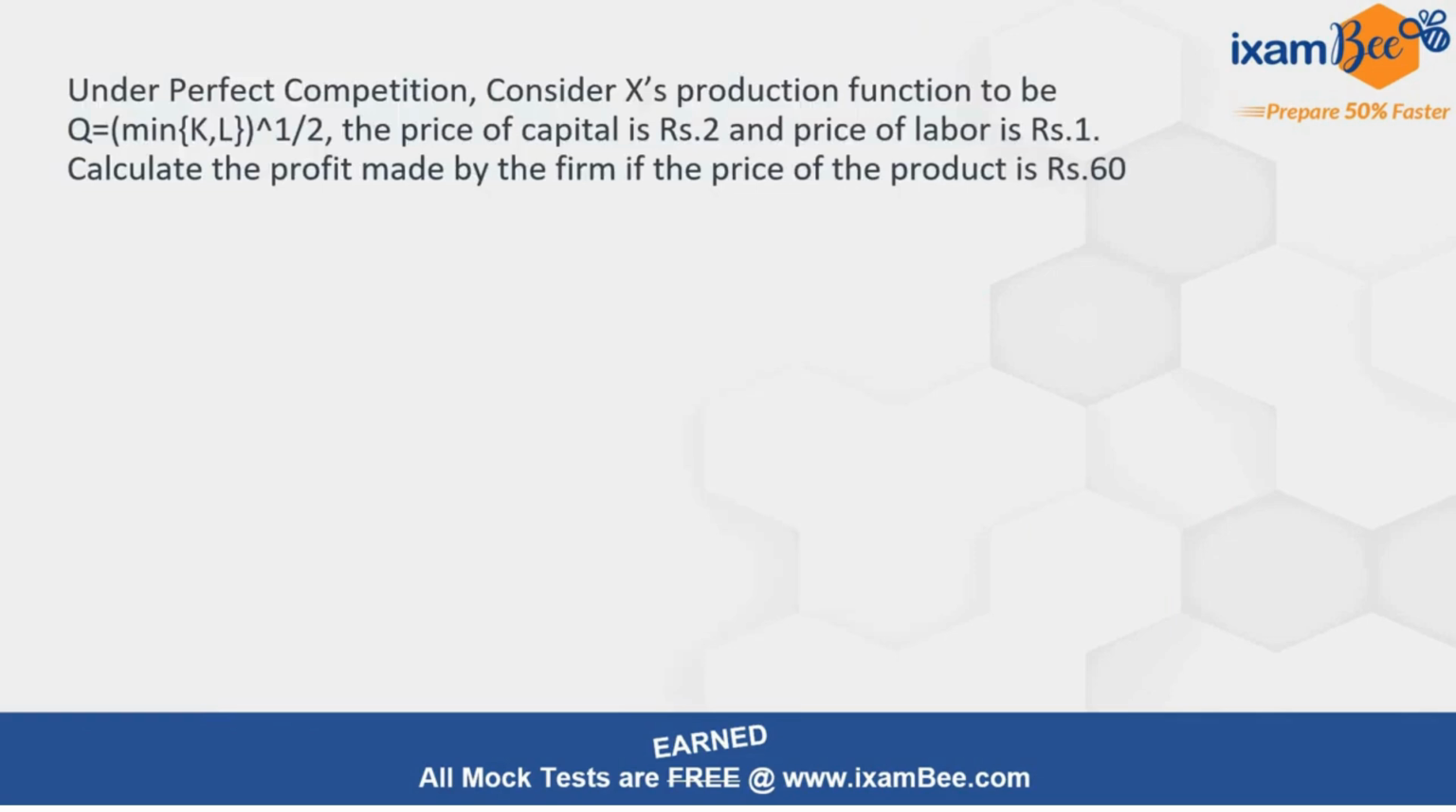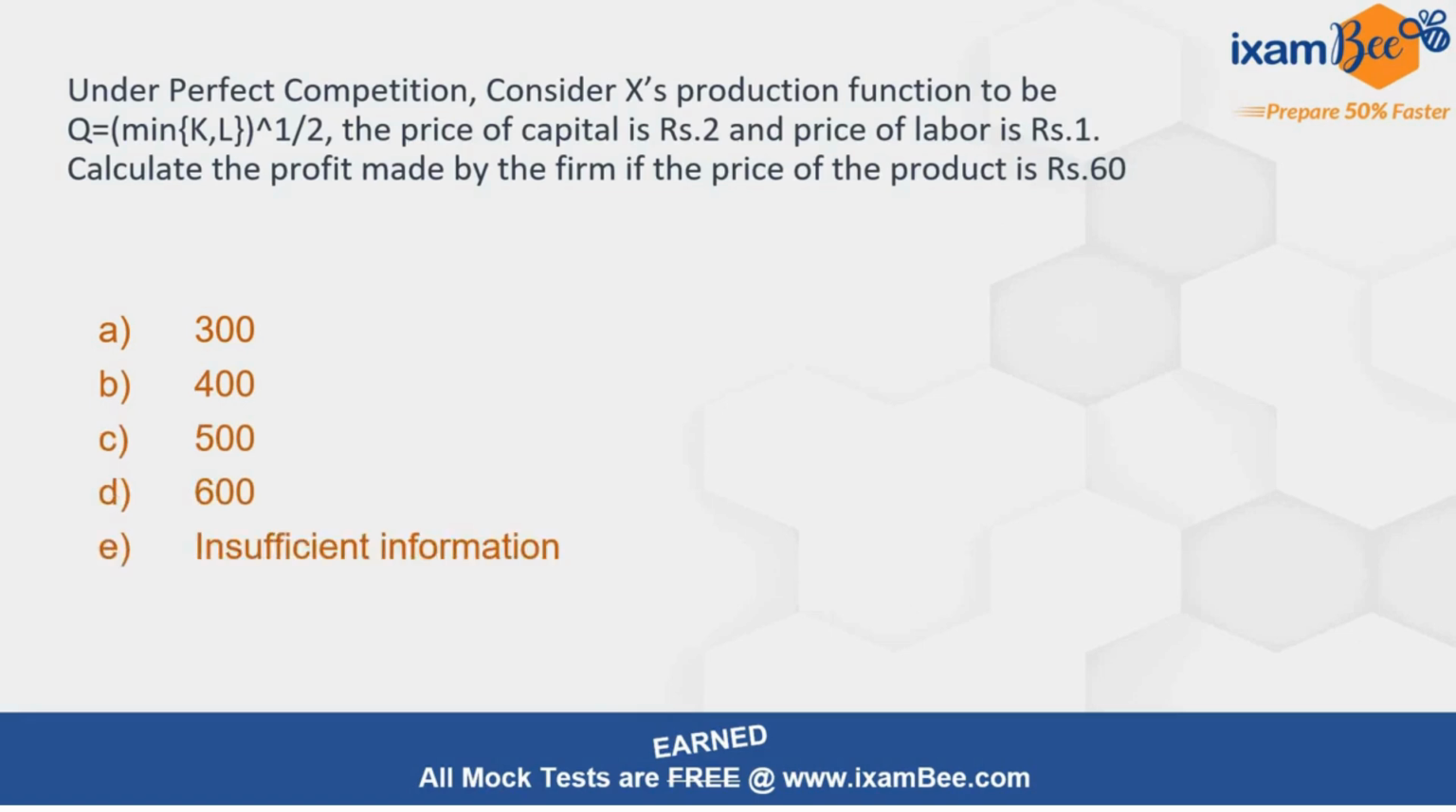Here the question on your screen is, under perfect competition, consider X's production function to be Q is equal to minimum of K and L raised to the power half. The price of capital is given, which is 2, and the price of labor is 1. So you have to calculate the profit that is made by the firm if the price of the product is rupees 60. The options are 300, 400, 500, 600 or insufficient information to calculate this.